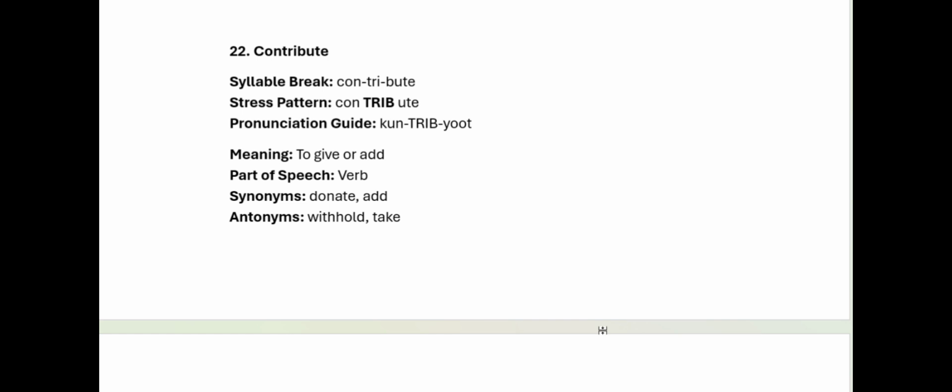It is a verb. Donate and add are the synonyms. Withhold and take are the opposites. Withhold is to stop. Take is to keep it with yourself.